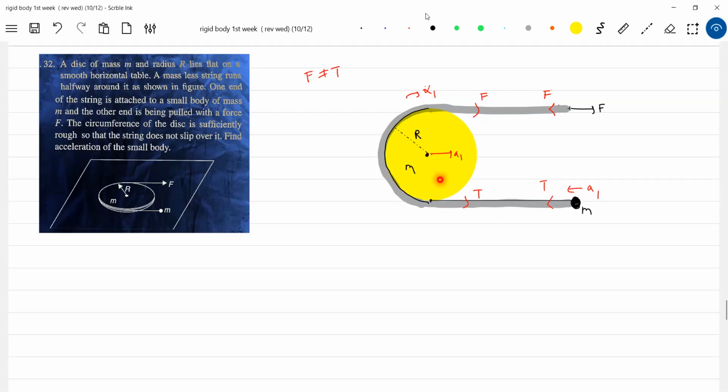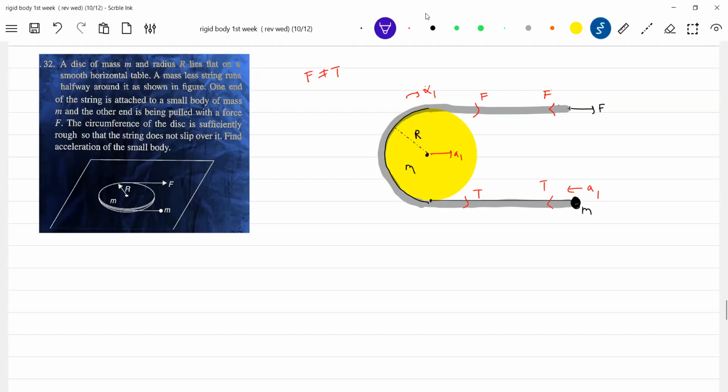Friction will act now, so that the string does not slip over it. String does not slip over the wheel means there will be friction here. Okay, let's not bother. So therefore the tension must be different here. What force you pull, that will be the tension here, and the tension in this part and this part will be different. So what is the motion now?